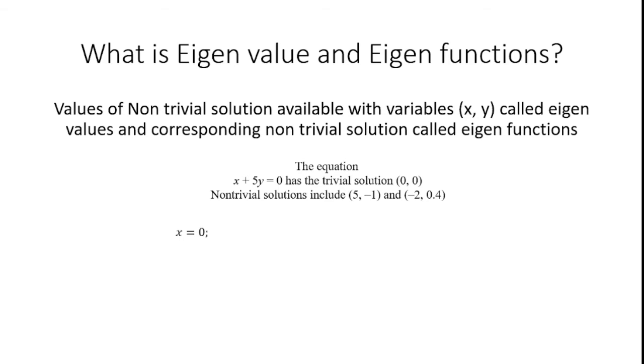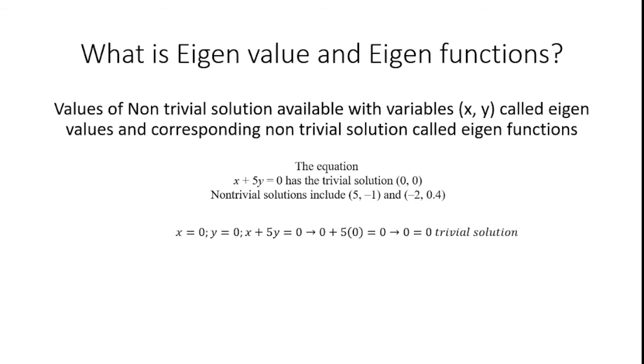x plus 5y is equal to 0. I substitute x as 0 and y as 0, so that the expression becomes 0 is equal to 0. Likewise the condition is satisfied, with the left hand side equal to the right hand side. So I substituted the variables x and y as 0. The solution is satisfied with 0 is equal to 0, so that the solution is called the trivial solution.